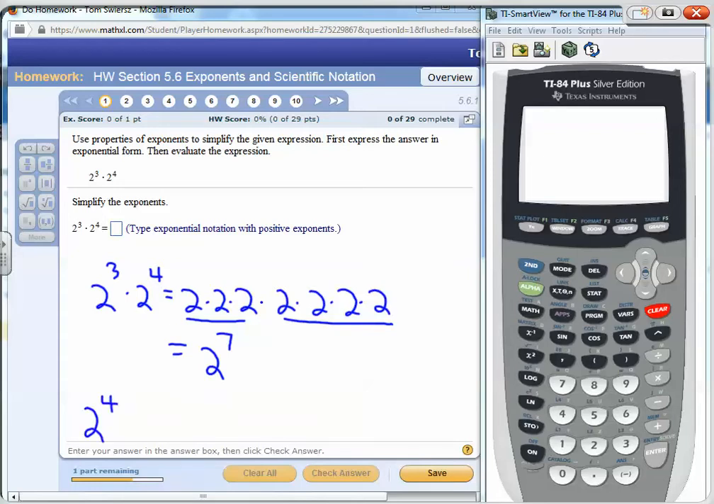So if it was like 2 to the 4th power times 2 to the 9th power, it would be 2 to the 13th power, as long as the bases are the same. So when you're multiplying and the bases are the same, you add the exponents, 3 plus 4, to get the answer, and you copy down the same base. So in this case, it would be 2 to the 7th power.